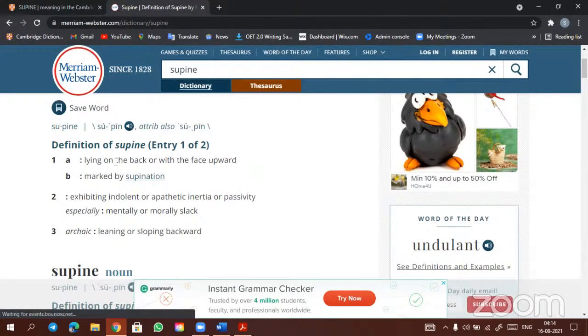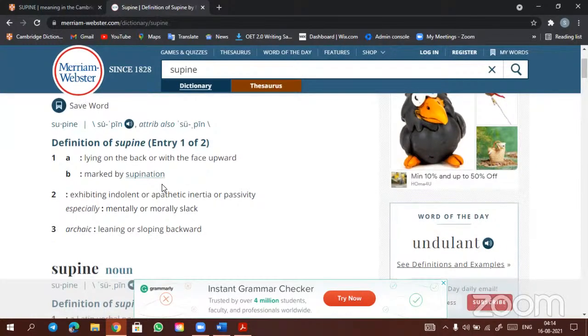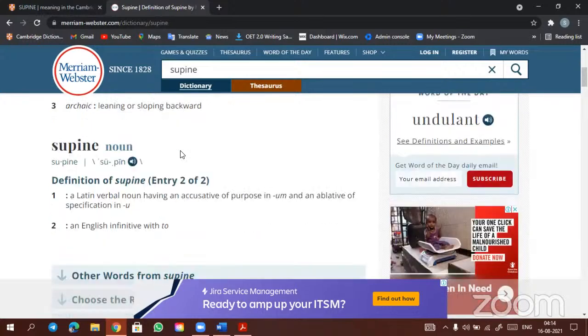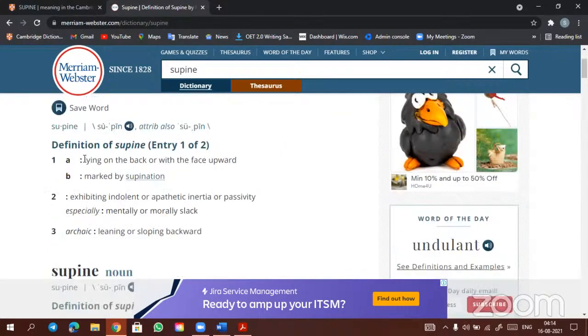Now, when you don't get clarity in the Cambridge Dictionary, you go to Merriam-Webster's Dictionary. Supine: lying on the back or with the face upward, marked by supination. Exhibiting indolent and apathetic inertia or passivity, mentally or morally slack, archaic. Different meanings are there. So the first one is important, lying on the back. That means in supine position.